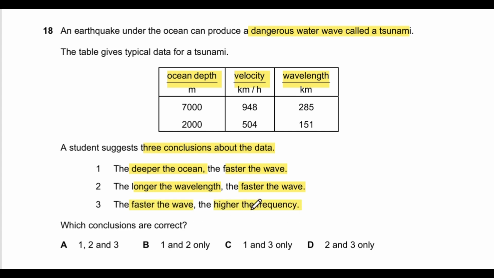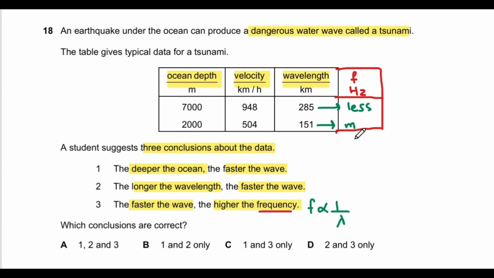Which conclusions are correct? The question is discussing frequency, so let me draw another column for frequency here. You know, frequency is inversely proportional to wavelength. So if the wavelength is higher, the frequency would be less. And if the wavelength is less, that means the frequency would be more. Now we'll see the options one by one.